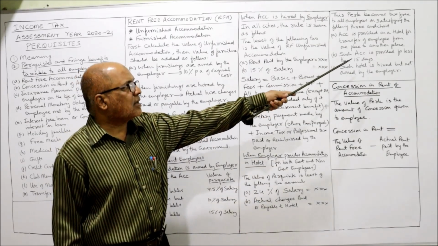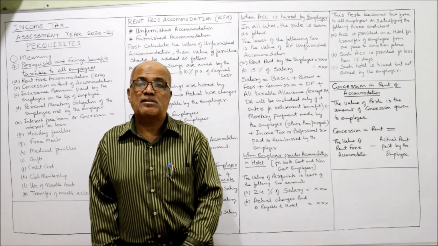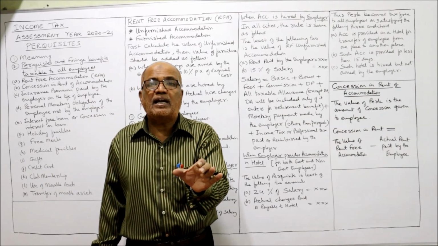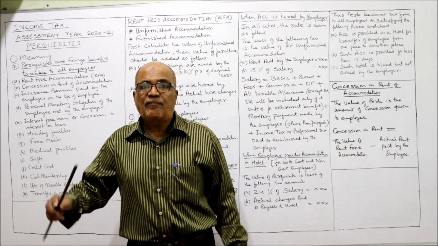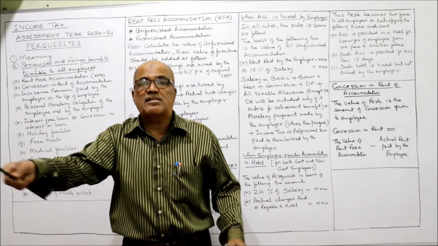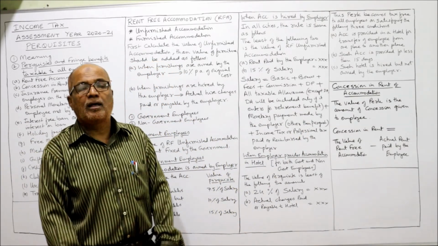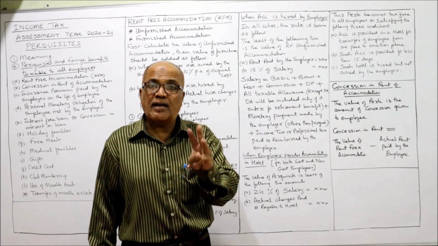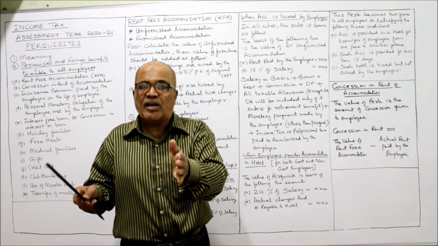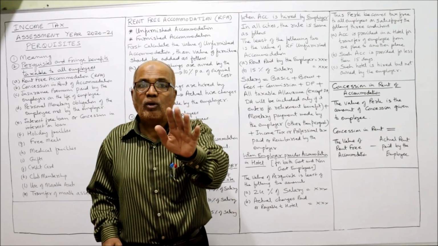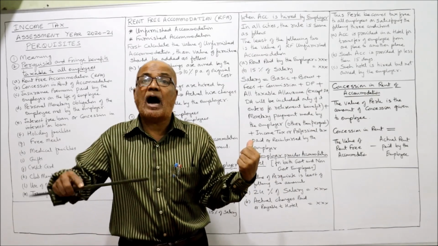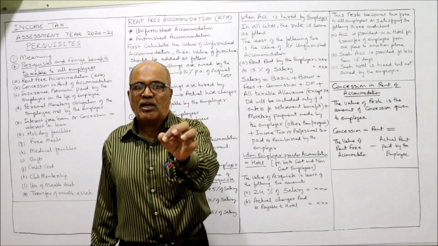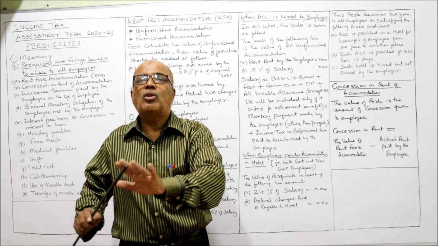Second condition, such accommodation is provided for less than 15 days. If accommodation in a hotel is given only for less than 15 days, it will be tax-free. If it is given for more than 15 days, it will become taxable. Third, such hotel is hired but not owned by the employer. The hotel in which accommodation is given should not be owned by the employer. It should be hired by the employer. If these three conditions are satisfied, then accommodation given in the hotel is not taxable.